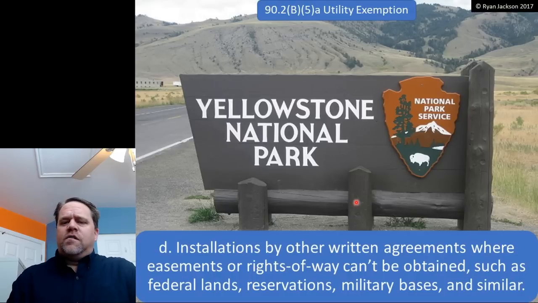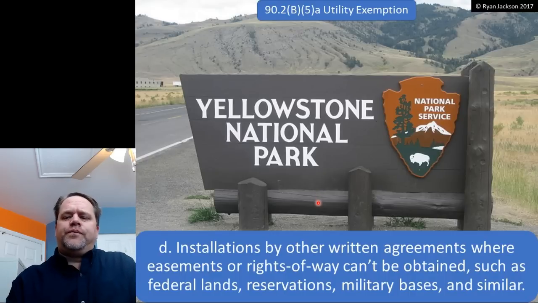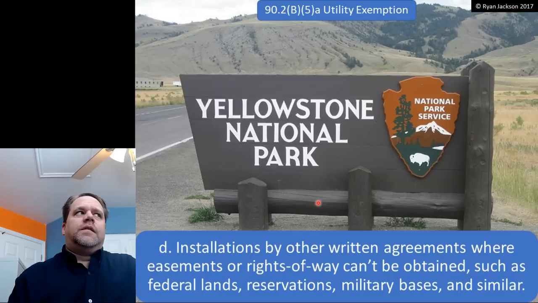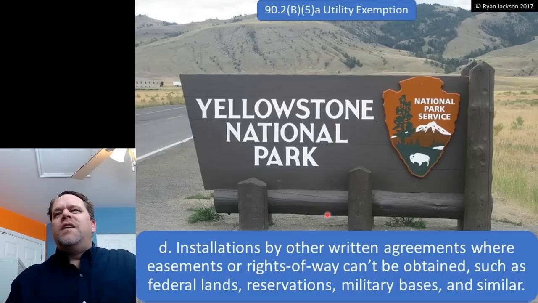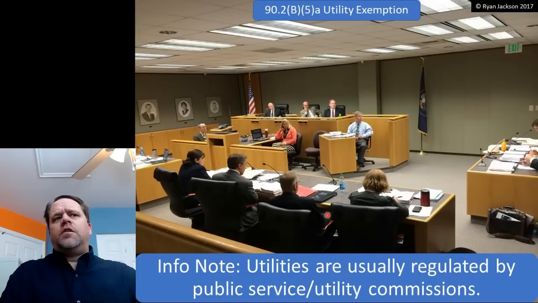The code recognizes that, and it says, look, if there are other written agreements, then the code doesn't cover it. So maybe at Yellowstone National Park, they write down an agreement that services and utility stuff does not need to comply, even though it may not be on a utility easement or a public right-of-way. We've also got an informational note in this section, and I think it's quite important, saying that utilities are usually regulated by a public service or a utility commission.